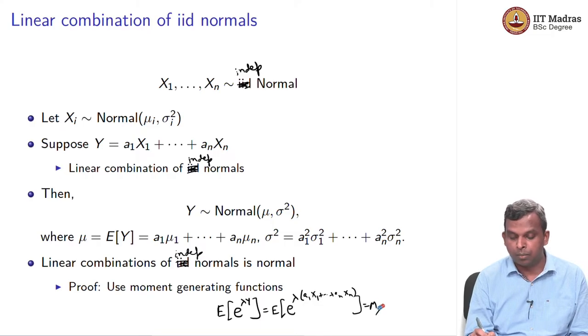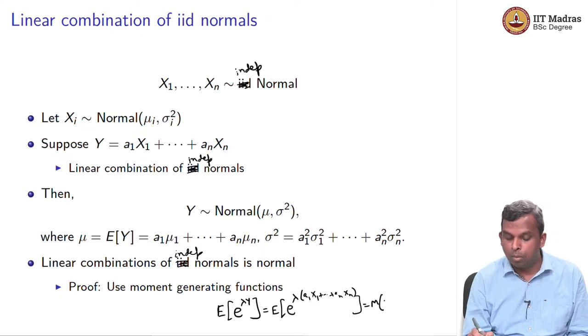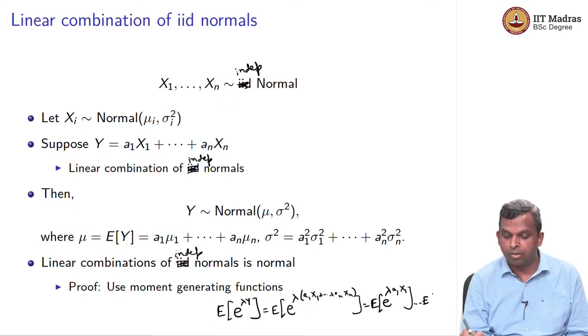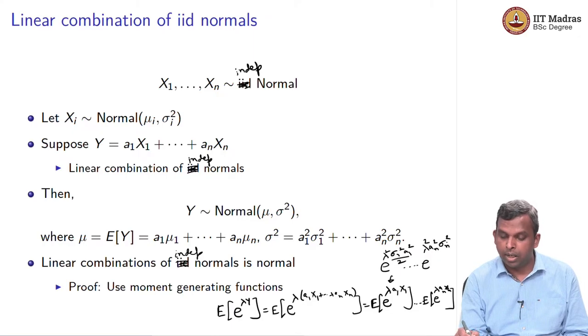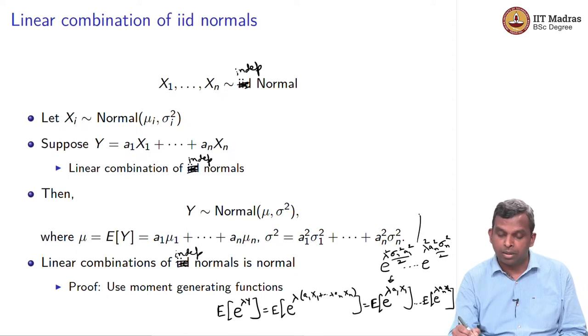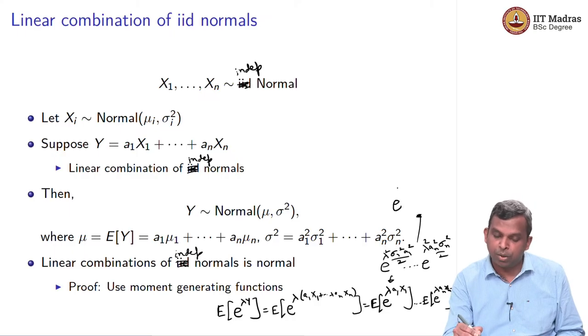So of course you have the a1 and all that, so let me not write that one. It's the expected value of e power lambda a1 x1, dot dot dot, expected value of e power lambda an xn. This comes because of the independence. And each of these is going to be e power lambda squared sigma 1 squared a1 squared by 2, dot dot dot, e power lambda squared an squared sigma n squared by 2. Now, if you multiply all this, notice what happens inside the exponent. You are going to get e power lambda squared times a1 squared.